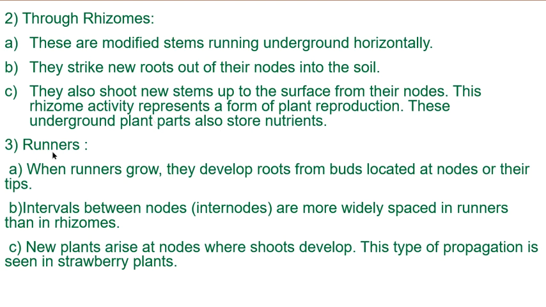Right. Runners. When runners grow, they develop roots and buds located at nodes or their tips. The intervals between nodes, or internodes, are more widely spaced in runners than in rhizomes, as you have seen in the diagrams showing the difference between runners and rhizomes. Fine. Runners are thin stems and rhizomes are swollen stems. New plants arise at the node where shoots develop. This type of propagation is seen in strawberry plants.